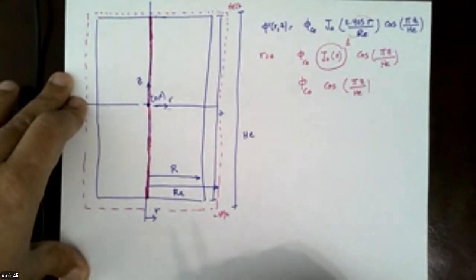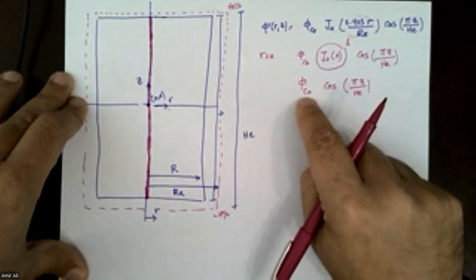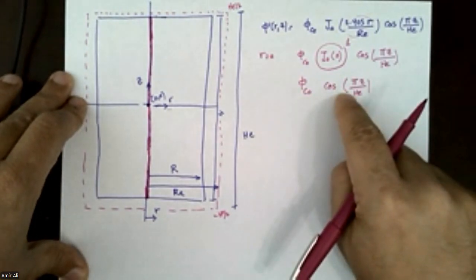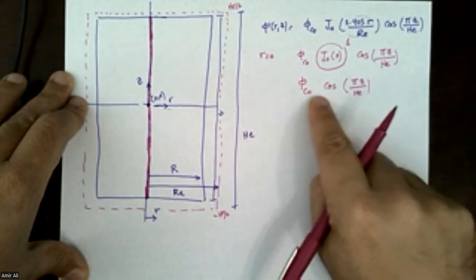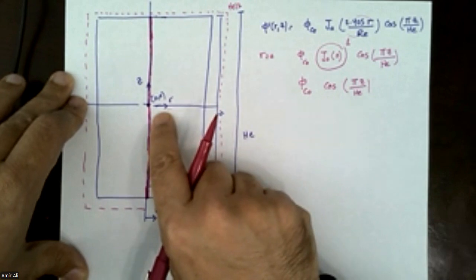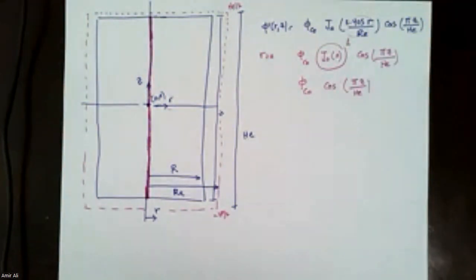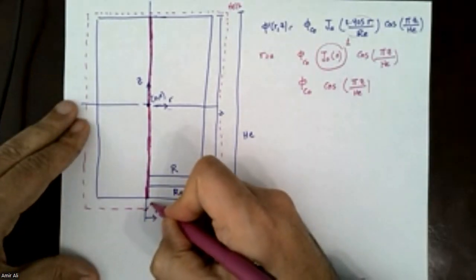If you do that, you will find the following. What is phi c naught called? That's called the amplitude of the cosine function. This is when you put z equals 0, cosine 0 is 1, you get this at z equals 0. So you will find that if you plot this function, the neutron flux looks like this.